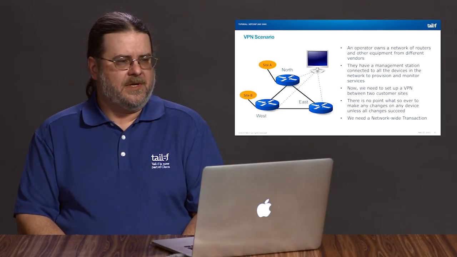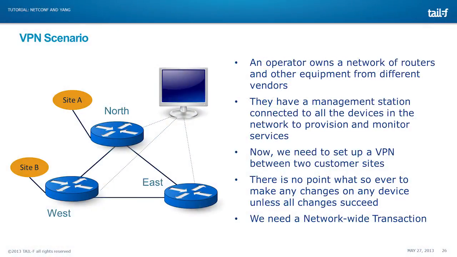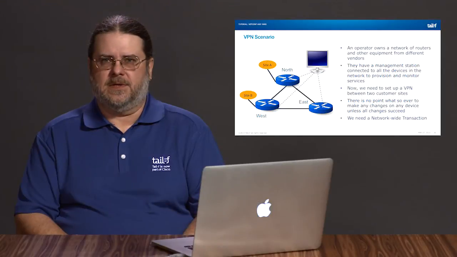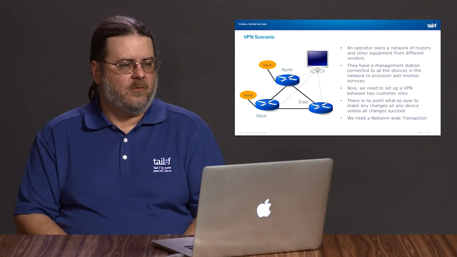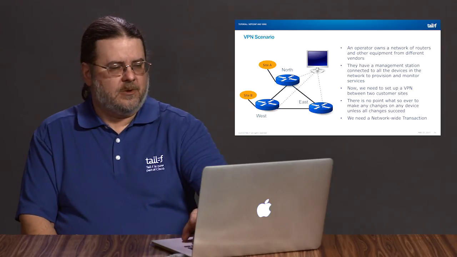So in this VPN scenario, we assume we have some number of routers or other equipment. There's a management station that connects to all the devices, and we need to set up a VPN between two customer sites. So we need to do a network-wide transaction because there is no one router that both sites hook to. So we need to set these up on a series of routers simultaneously.